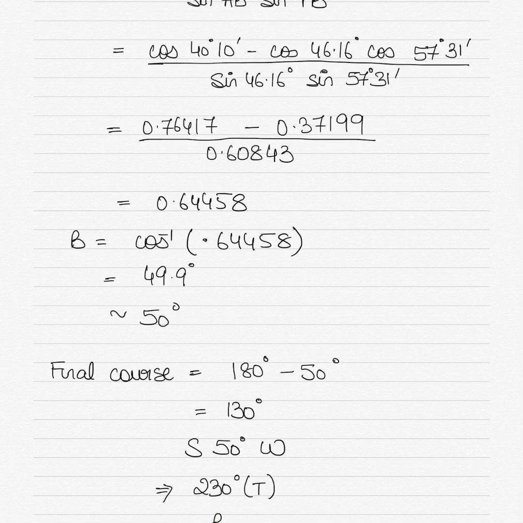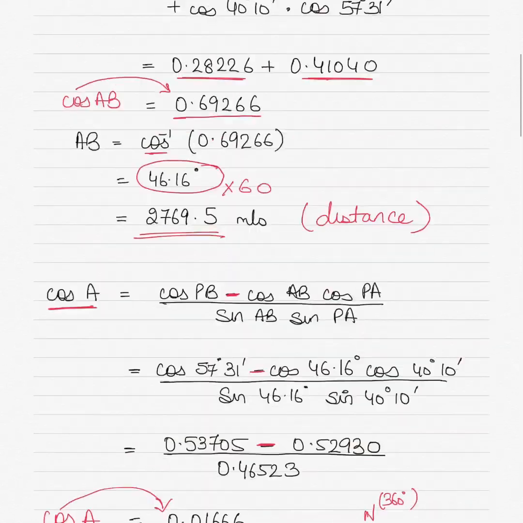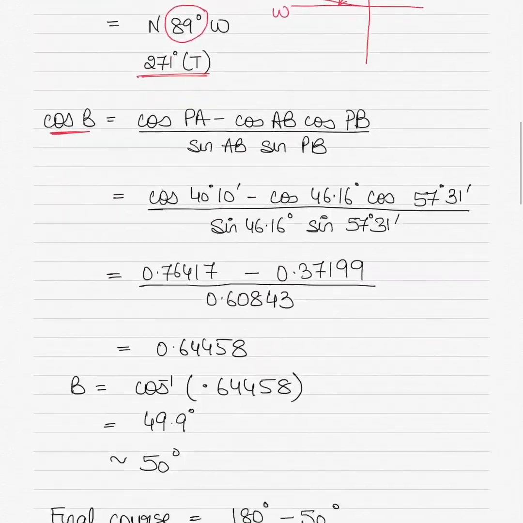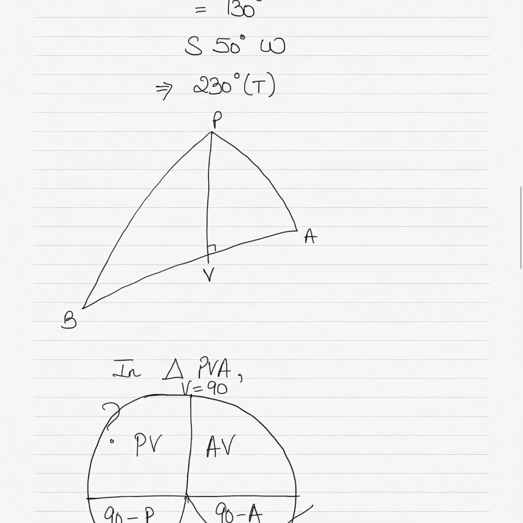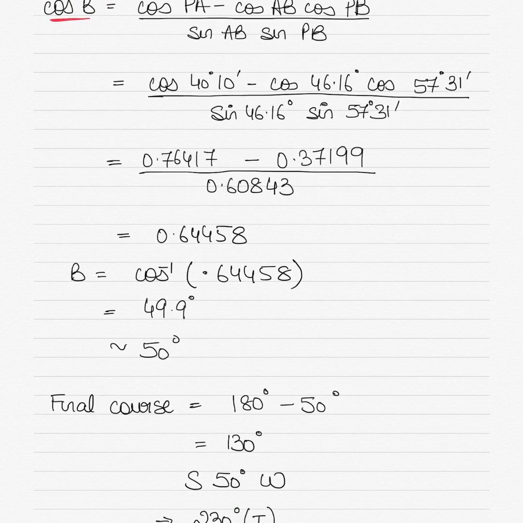Then you have your final course, which is angle B. So before you find out your final course, you have to find out the internal angle B here, because you have to use the values of the triangle to first find out internal angle B, but that will not be your final course. I'll show you what your final course is.